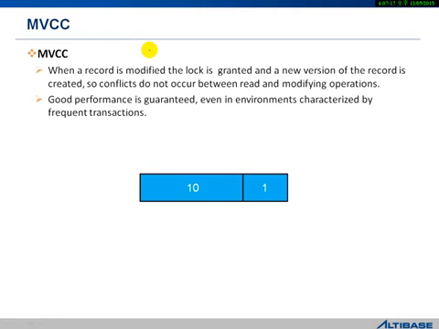Now the MVCC. When a record is modified, the lock is granted and a new version of the record is created. So conflicts do not occur between read and modifying operations. Good performance is guaranteed even in environments characterized by frequent transactions. Let's see what we mean by that. MVCC does concurrency control with two versions, not just with one version.